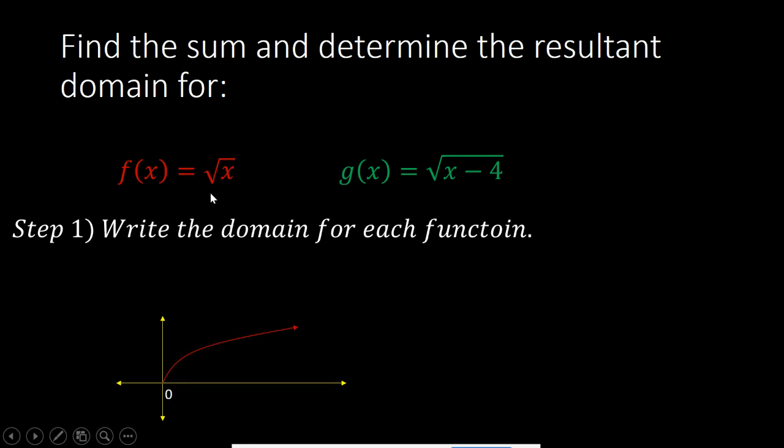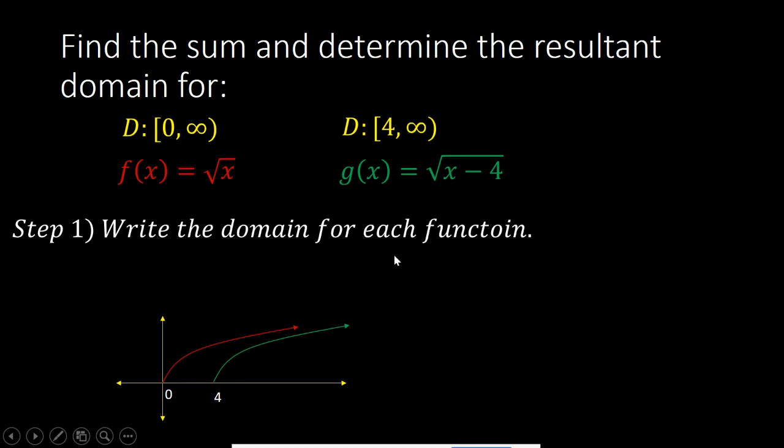So there's the parent function for the square root of x. It started at 0 and went to infinity. So there's the domain, 0 to infinity. We get to include the 0. And what would this graph look like? Well, this is the parent function moved to the right 4 places. So if we graphed that, we could think about its domain as 4 to infinity, including the 4.